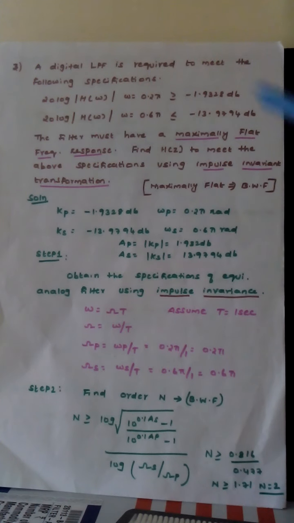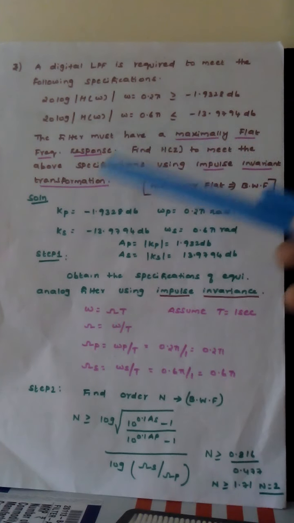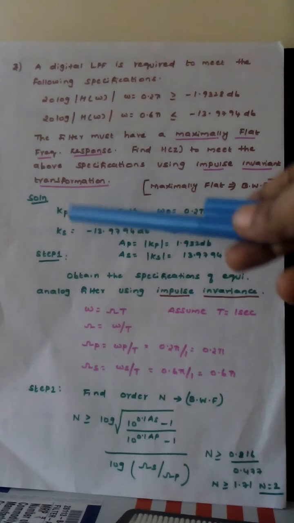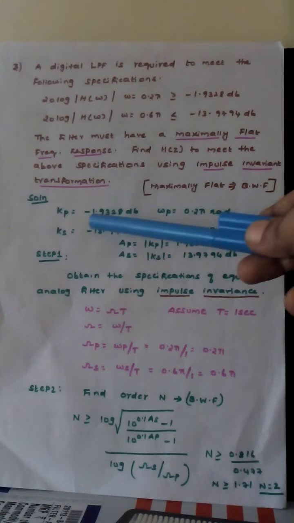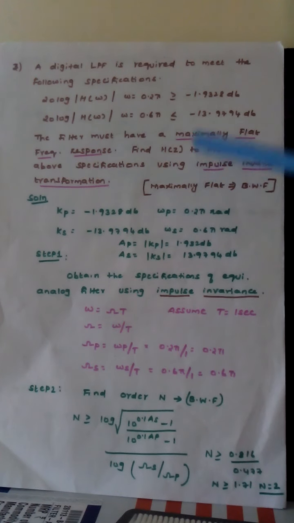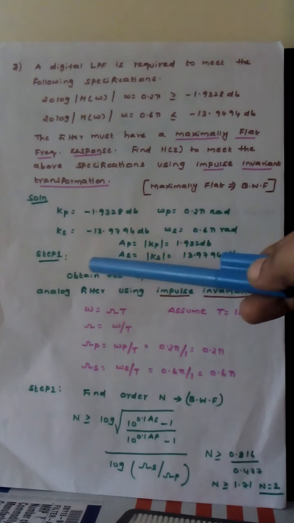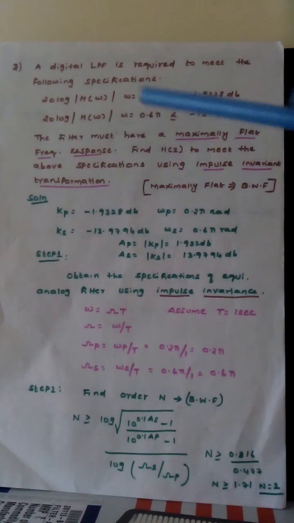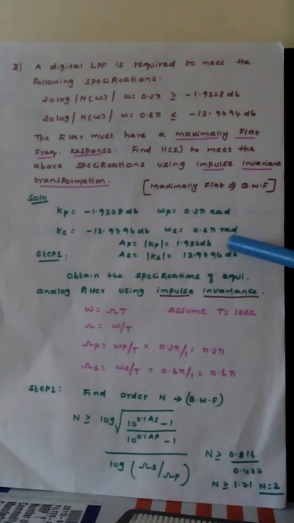What they gave is Kp as minus 1.9328 decibel. So Ap value will be equal to modulus of Kp, which is 1.9328, and omega p they gave as 0.2 pi. Ks value is equal to modulus of Ks, so it is 13.9794 decibel. Corresponding omega s they gave as 0.6 pi radian.